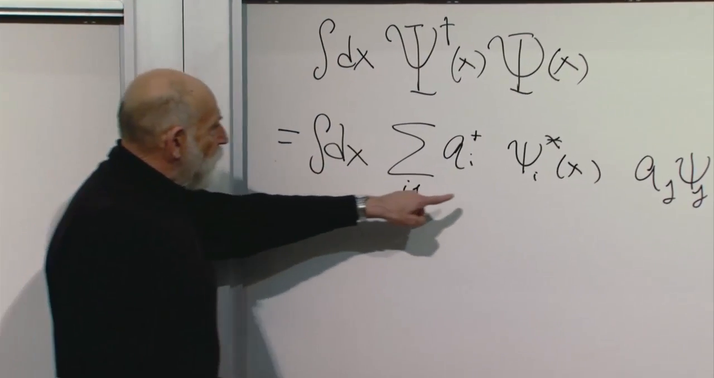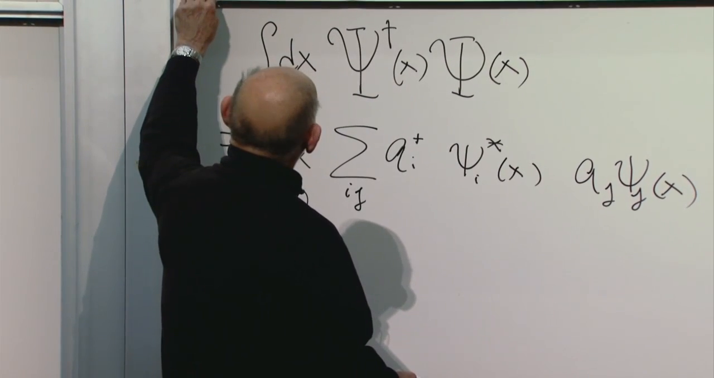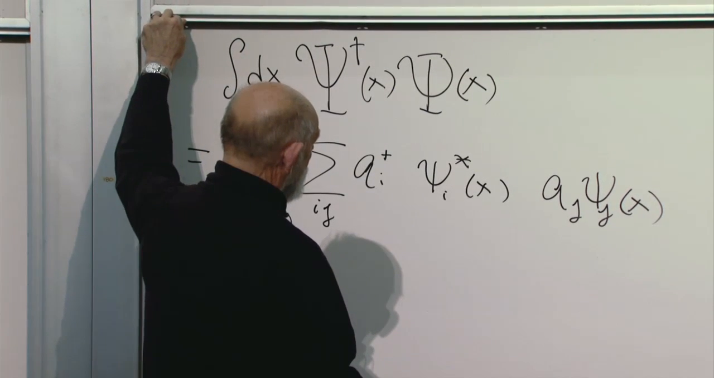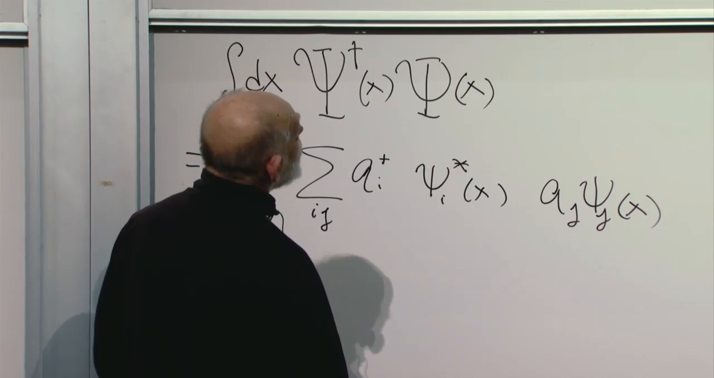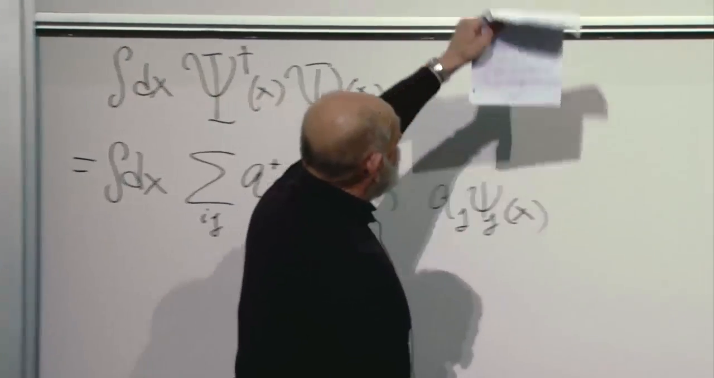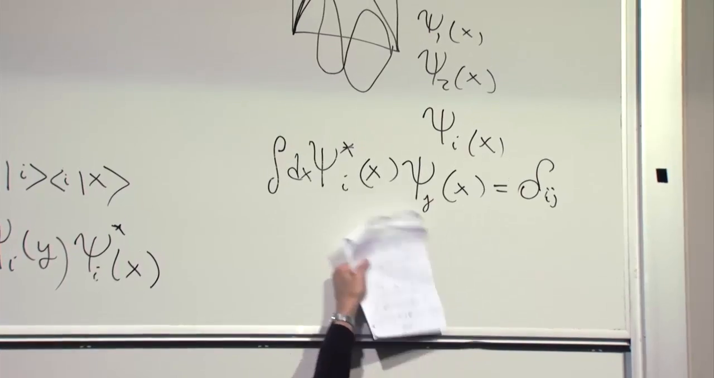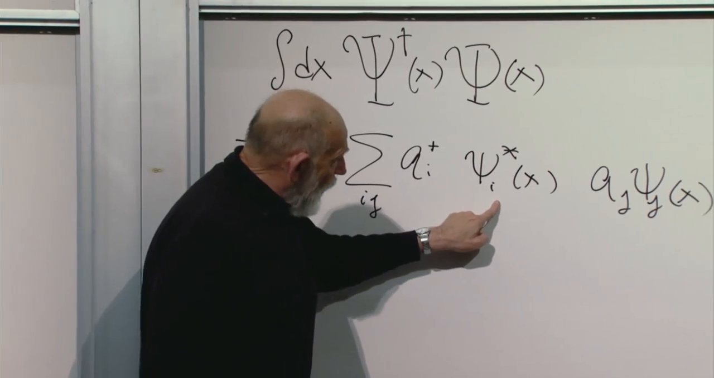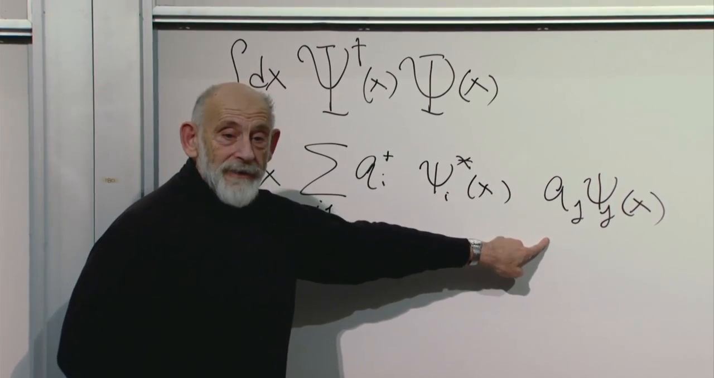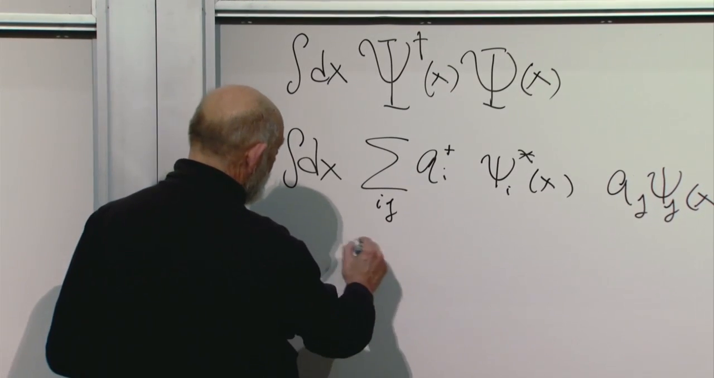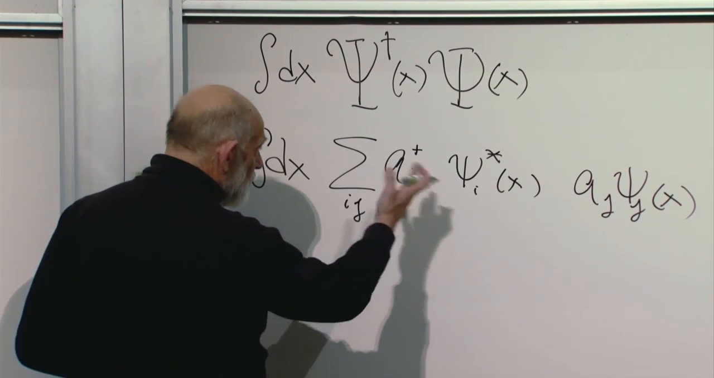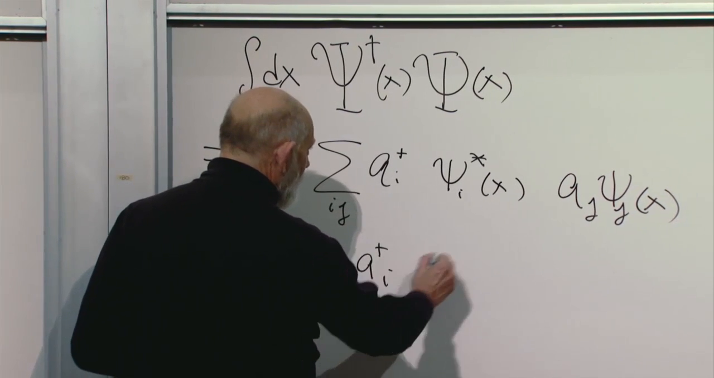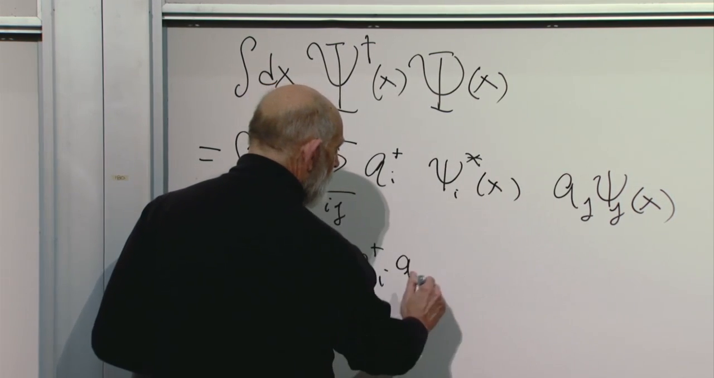Let's do the integral over x first. Now, I think we have a formula here. Psi_i of x. There it is, right here. Psi_i of x with psi_j, that's just the orthogonality relation. So when I integrate over x, psi dagger times psi, I just get delta_ij. That's nice. Let's write it in a simpler way. This is equal to, we've done the integral, the sum over i and j, a dagger i, a_j, times the Kronecker delta.